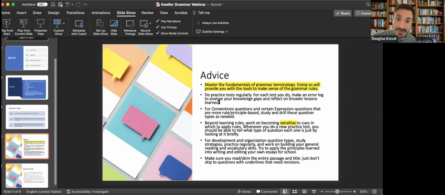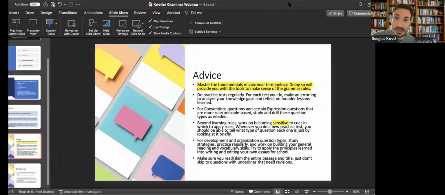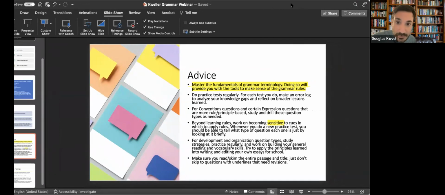I think I talked about this last week in the math part as well, but make sure you do practice tests regularly. And then for each test you do, make an error log or do something similar to really analyze your knowledge gaps and reflect on the broader lessons learned. So you're never going to see these exact sentences again, but you might see a sentence that's structured in a very similar way, but with different actual content. So you really want to make sure you're learning from your past mistakes and applying them to future tests so that you're less likely to make them again.